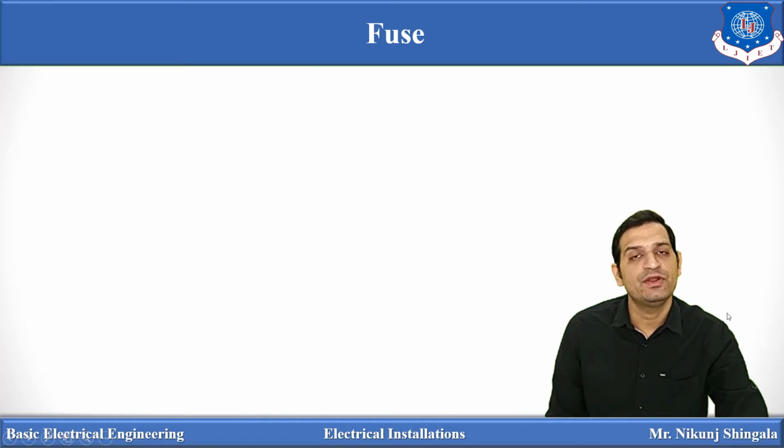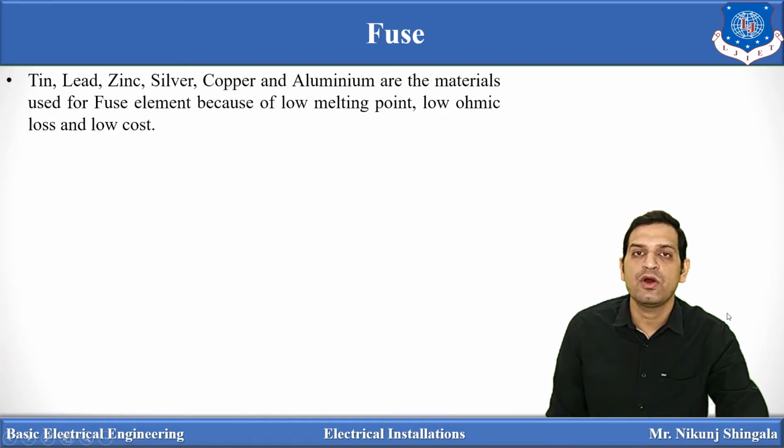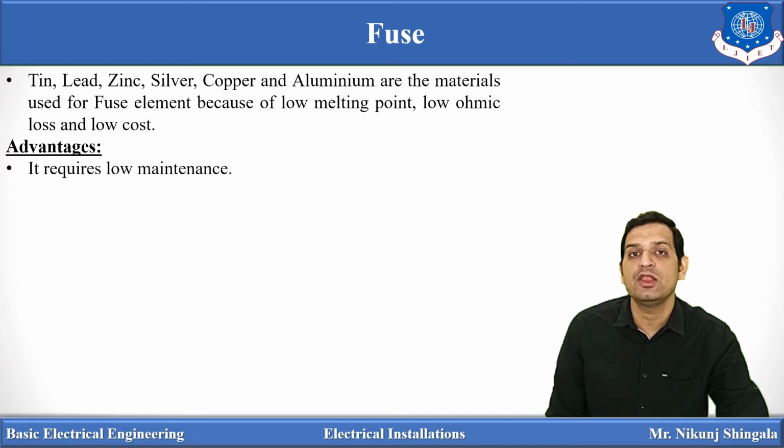Now, which materials are used for designing the fuse? Zinc, silver, copper, tin, lead, which are the materials having a low melting point, low ohmic losses and low cost. So these materials are used for designing of the fuse. Advantages of fuse are it requires low maintenance.